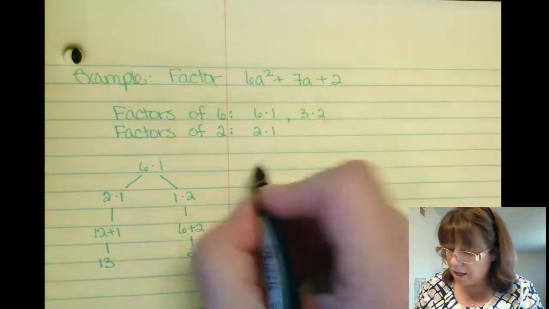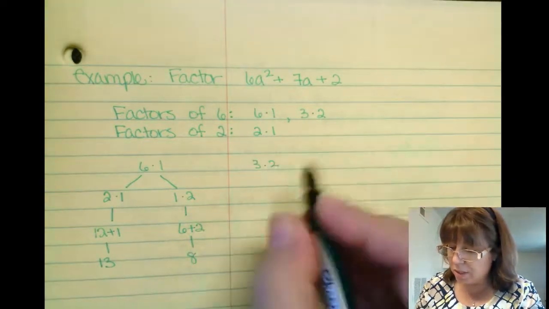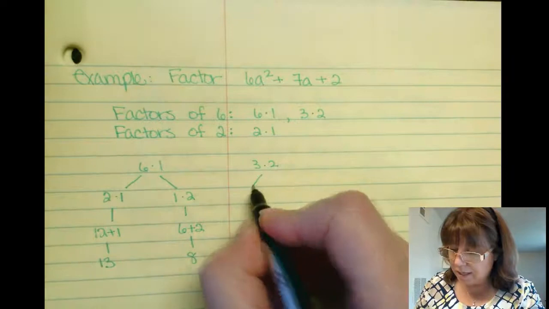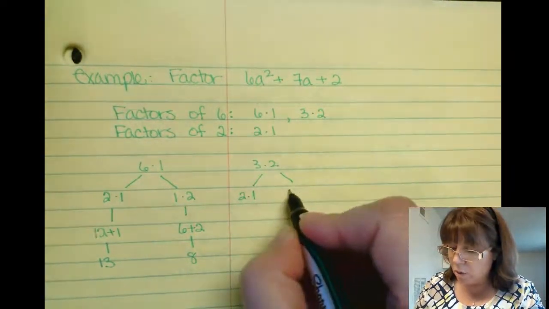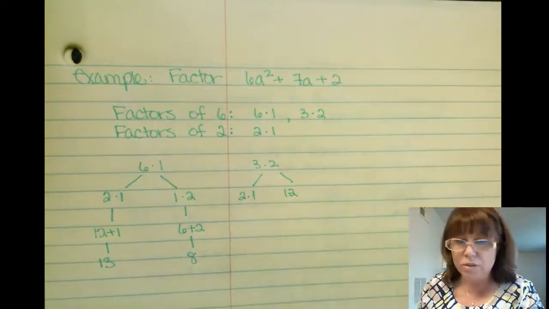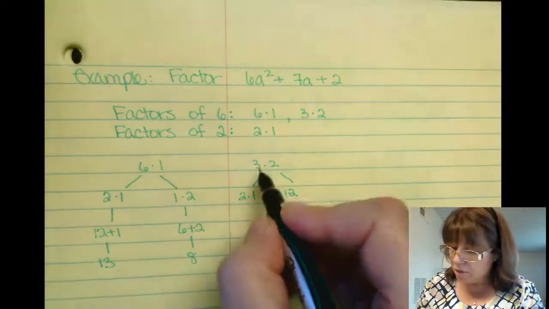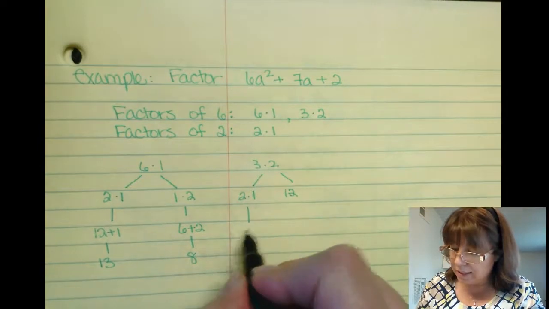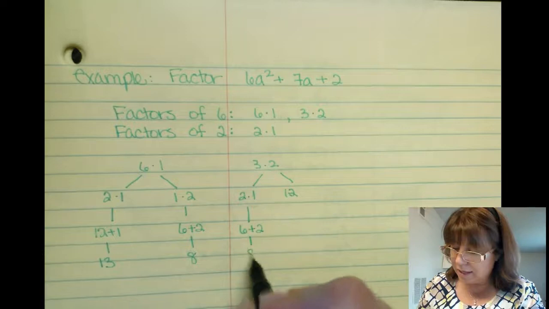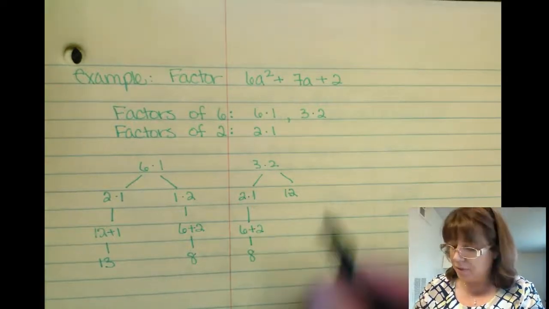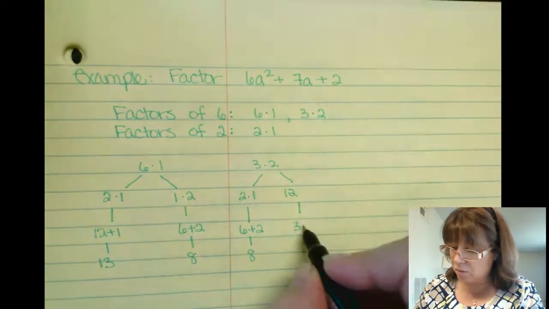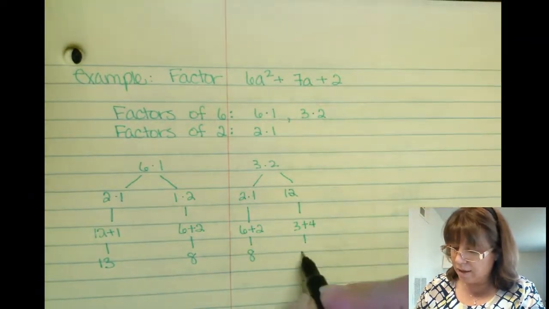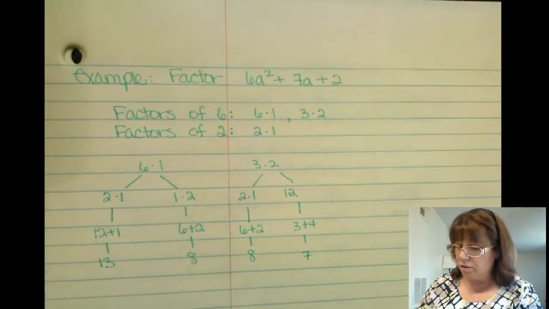So let's try 3 times 2, 3 and 2. And again, my pathway is either going to be a 2 and a 1 or a 1 and a 2. So 3 times 2 is 6. 2 times 1 is 2. That gets me an 8. 3 times 1 is 3. 2 times 2 is 4. That is my solution path.